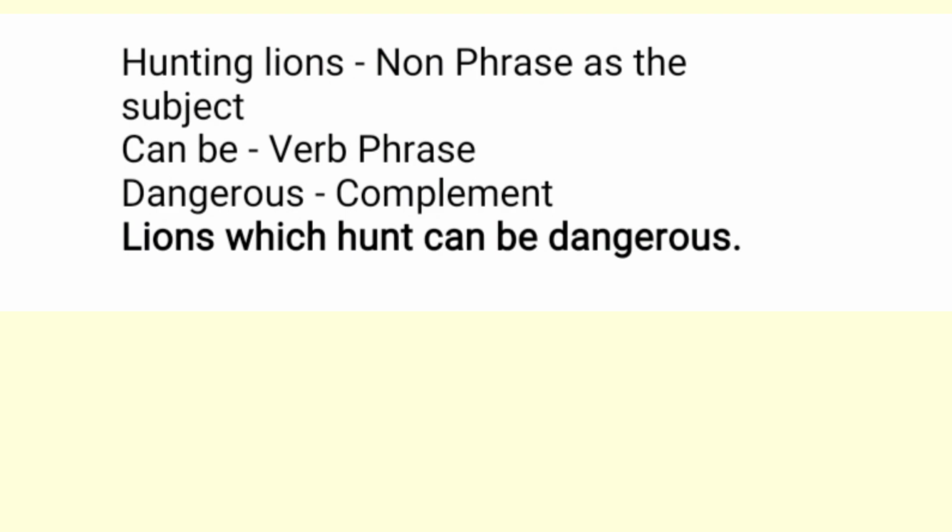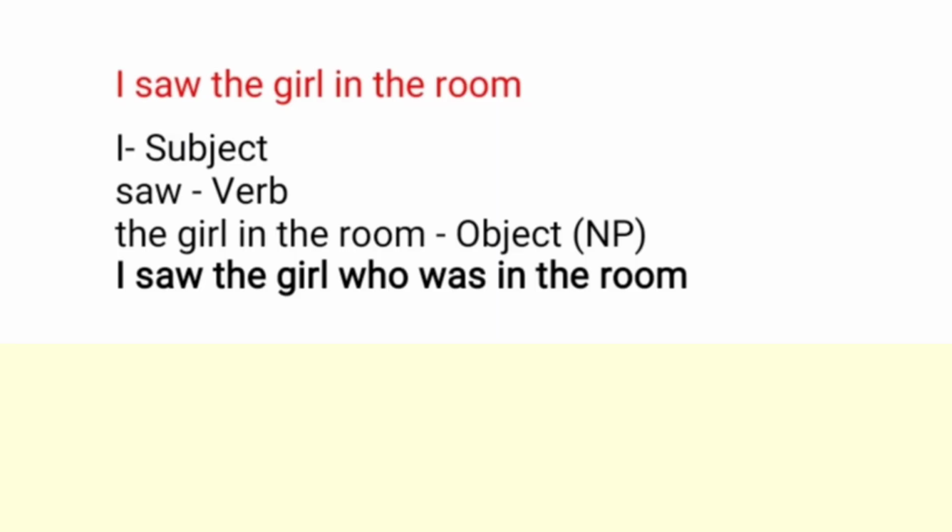There is another example which is quite different from the earlier structures. The example is I saw the girl in the room. Now, this sentence also communicates two different structures. Let's understand the first one, in which I is the subject, saw is the verb, and the girl in the room is the object of this sentence. The girl in the room is the noun phrase functioning as the object.